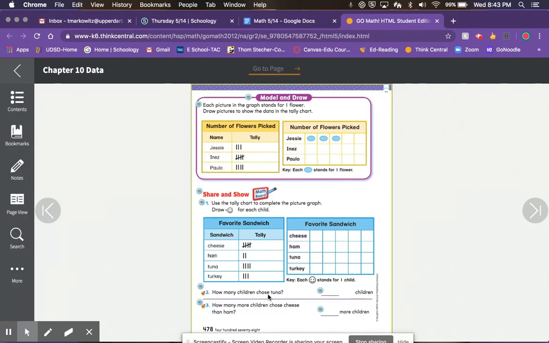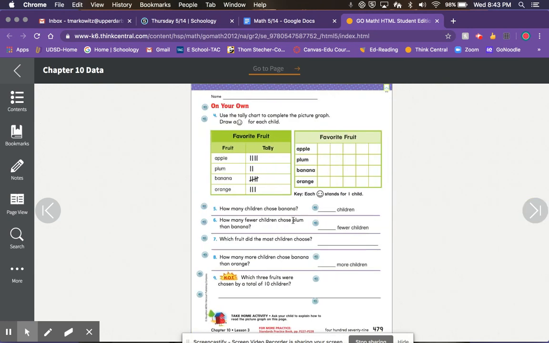And there's questions. How many children chose tuna? How many more children chose cheese than ham? So we're going to look at cheese. We're going to look at ham. How many more are on the cheese line than on the ham line? Okay, you can also use your picture graph that you just made too.